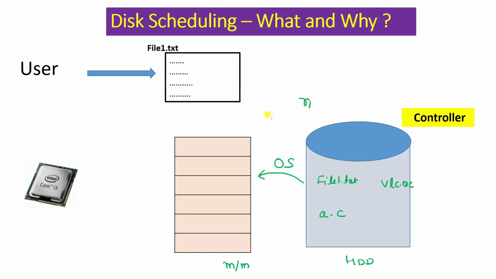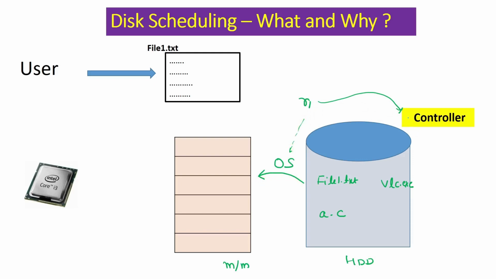this file1.txt from the hard disk, so that it can later be loaded by the operating system on the main memory, right? So all this task is done with the help of the controller. This request will go to the controller, and then the controller will read this file1.txt, then it will give it to the OS, and then the OS will actually load this file, right?